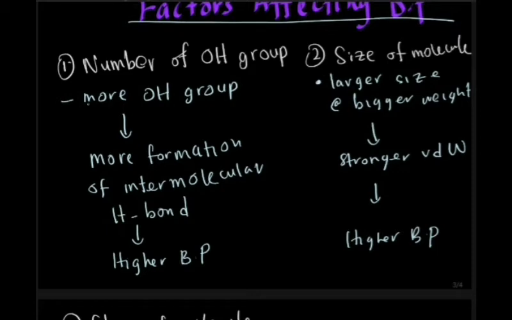If the compound has more hydroxyl groups, it will of course have more hydrogen bonds, because a hydroxyl group means you can form hydrogen bonds. If you have more than one hydroxyl group, you can form more hydrogen bonds. Hydrogen bonding is strong. So even one gives a high boiling point, and if you have more than one, then you have a higher boiling point. The one with the highest number of hydroxyl groups will win.